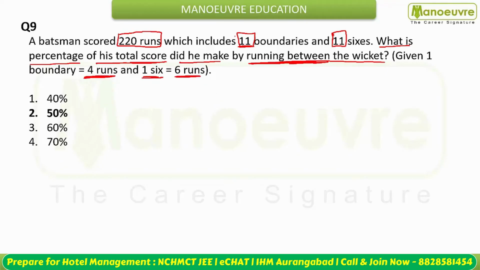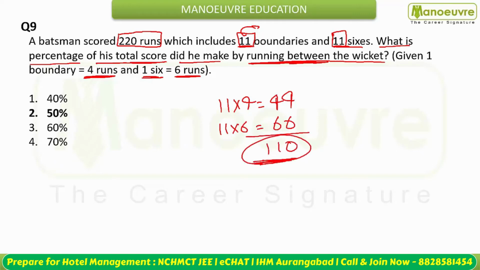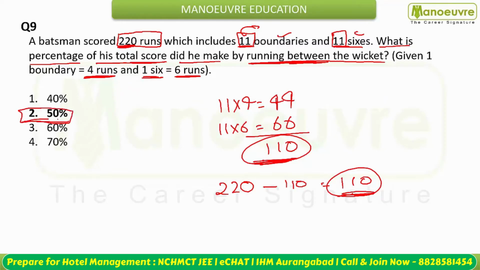So from the boundaries, he made 11 into 4, that is 44 runs, and from 11 sixes he made 11 into 6, that is 66 runs. That means a total of 110 runs he made from the boundaries and sixes. Total score is 210. That means the score by running between the wickets, you can say directly 110, which is nothing but 50% of his total score.